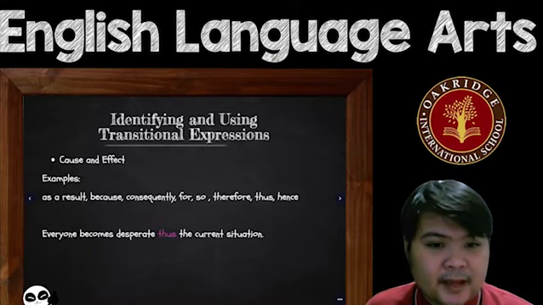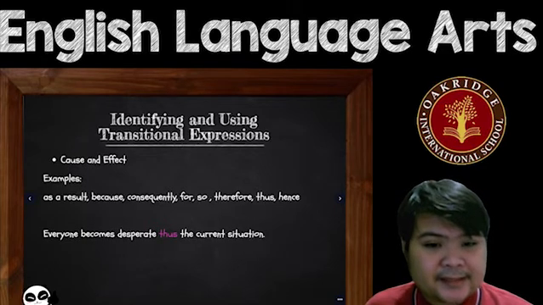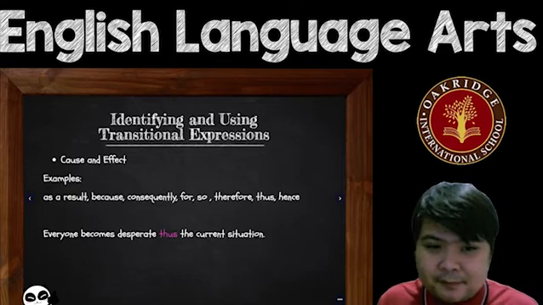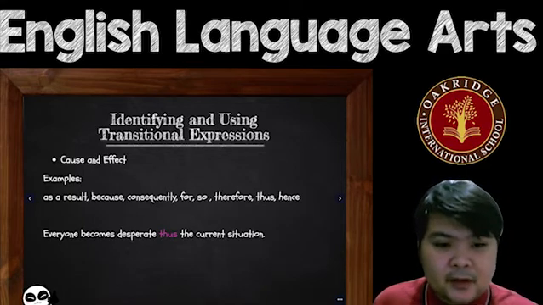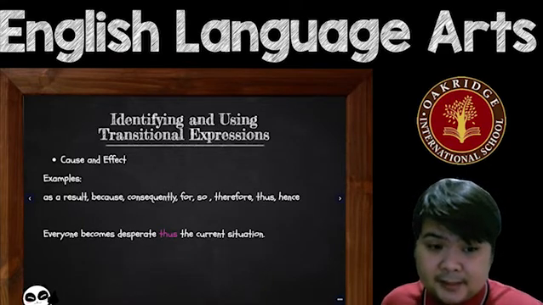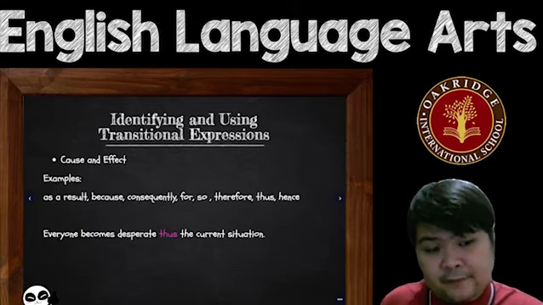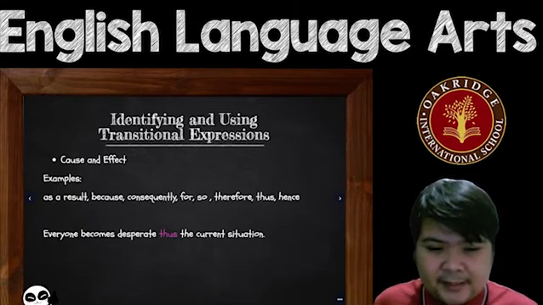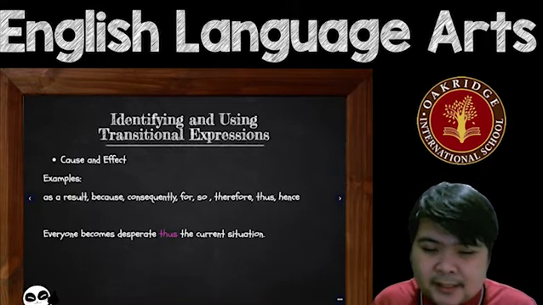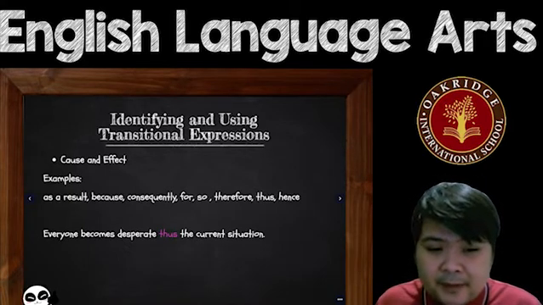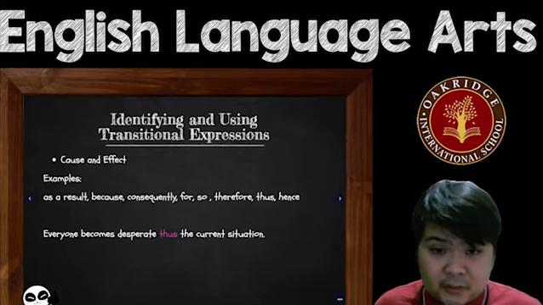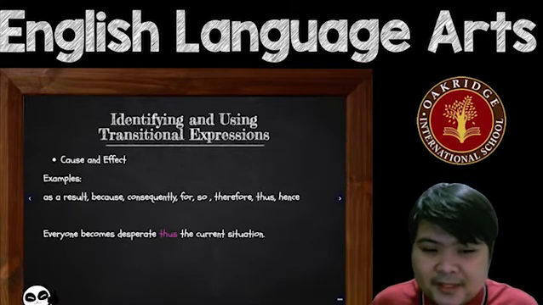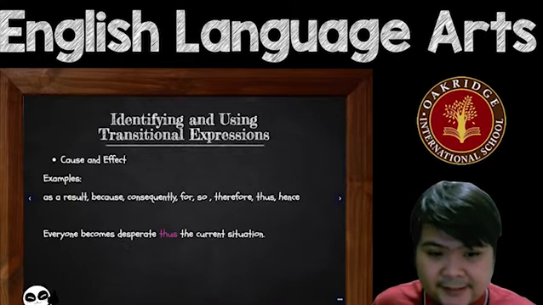Next, we also have cause and effect. This is to show basically the cause and effect. Simple as that, right? So we have as a result, because, consequently, for, so, therefore, thus, hence. These are all different cause and effect expressions, right? And how do you use this? Example, everyone becomes desperate, thus the current situation. So you see the cause, you see the effect, right? When you say thus, this is the effect.